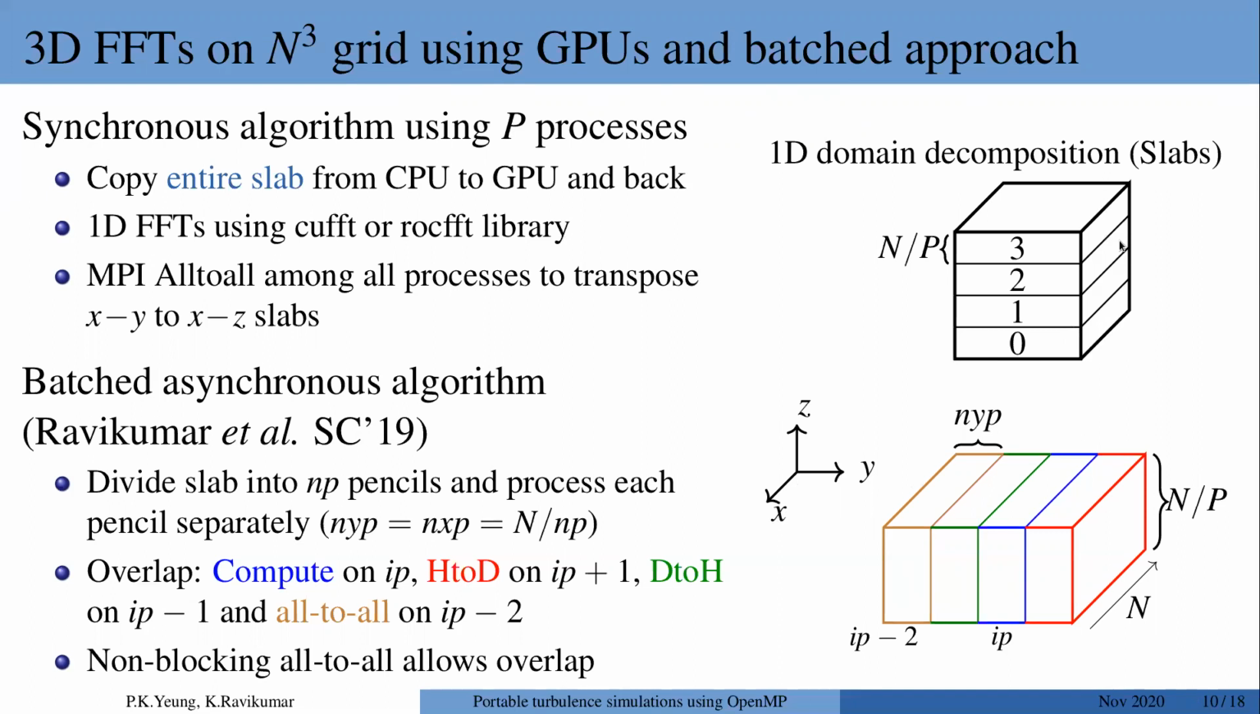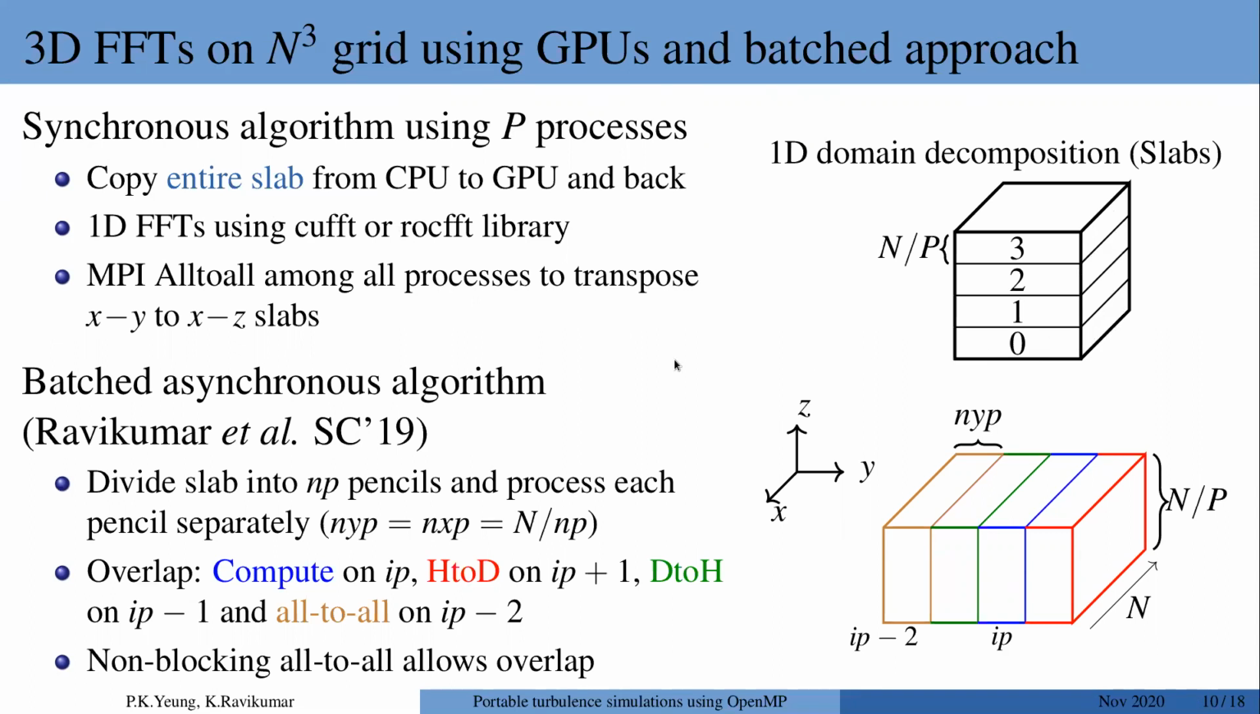In order to transform data in the z direction, we would first have to transpose the data, that is, convert the xy slabs to xz slabs, and then perform the transforms in the z direction. Once these transforms in the z direction are performed, then we can finally copy the data out from the GPU to the CPU. In this approach, the operations are performed in a synchronous manner, and also it requires the entire slab of data to be available on the GPU, which limits the problem size that can be reached.